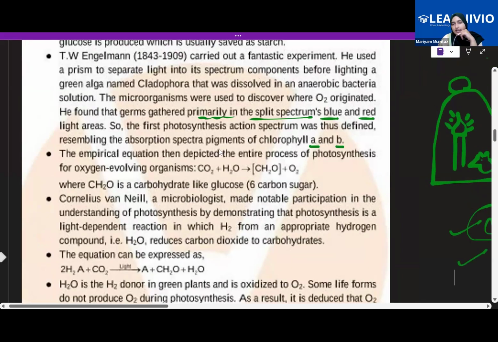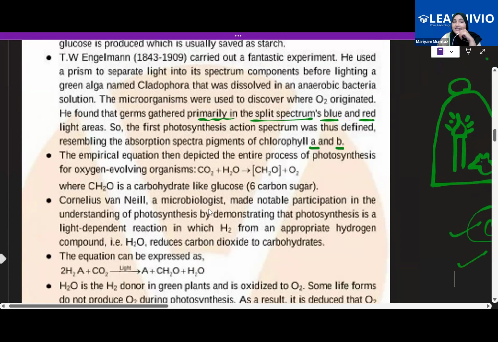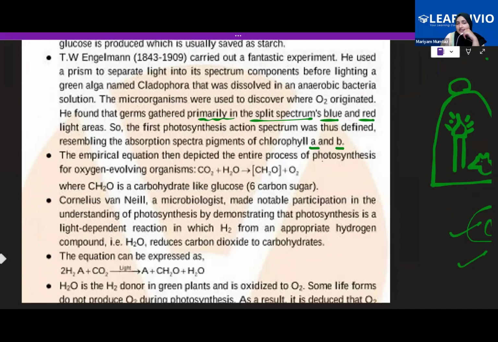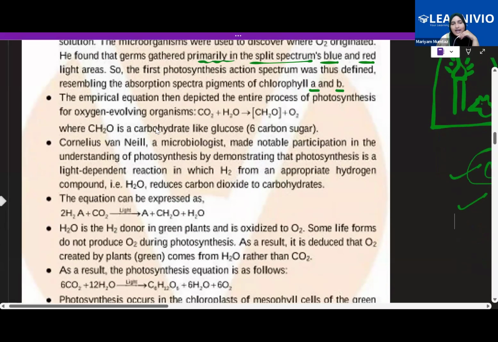Then the photosynthesis reaction was given, wherein it was said as CO2 plus H2O gives you CH2O, which is like an empirical formula of glucose, along with the oxygen. Okay, so CH2O is a carbohydrate just like glucose, then you substitute the 6 and you'll get C6H12O6.